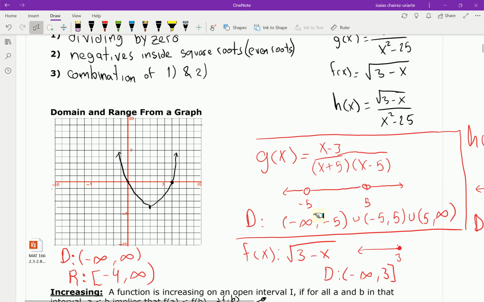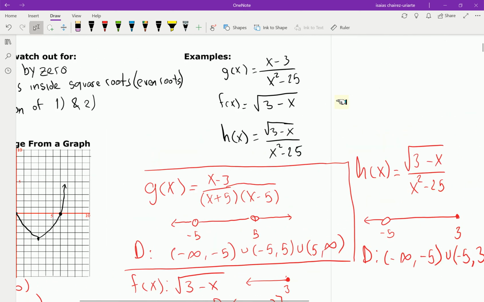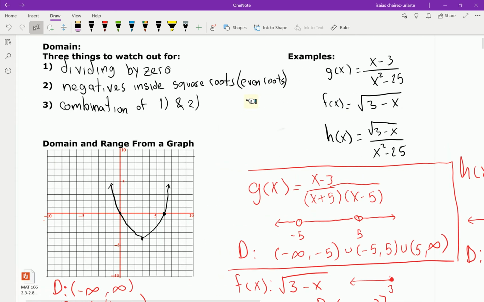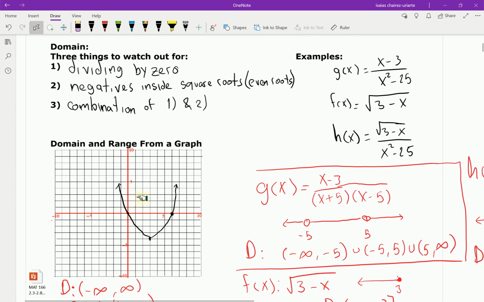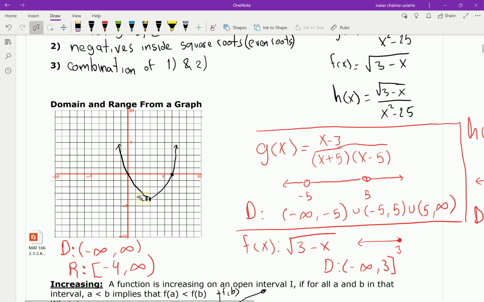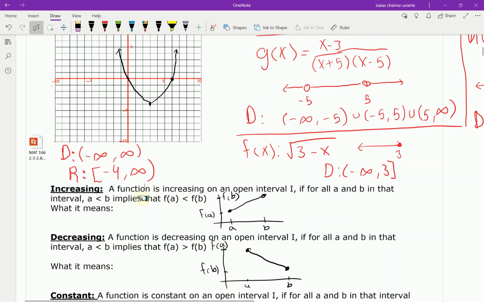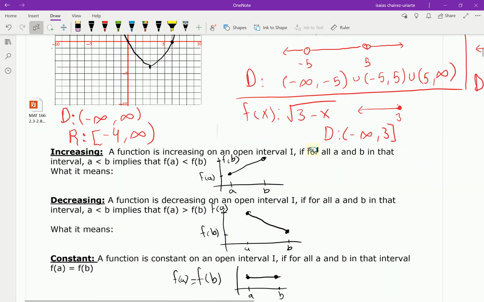All right, so domain and range. Notice that I didn't ask you to tell me the range of these more algebraic functions, because determining the range definitely requires a little bit more information. Whereas if you're dealing with a graph, it's easy to determine both domain and range. All right, so let's think about the next things here.